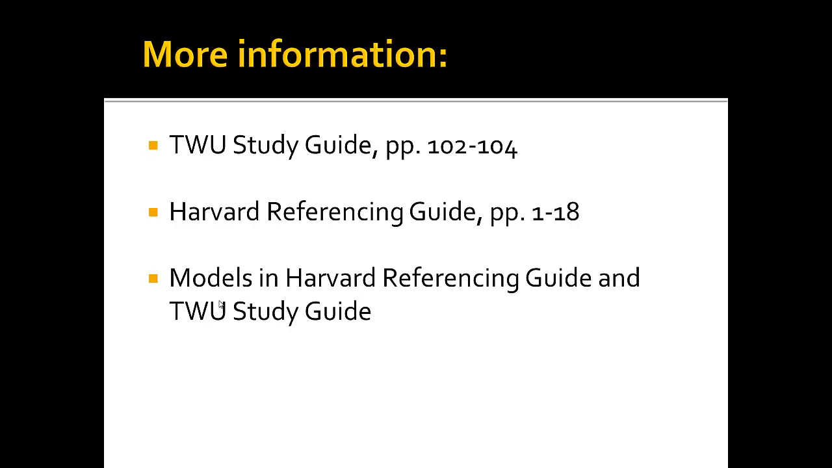Okay, so that's a basic introduction to reference lists. More information can be found in the TW Study Guide, and there is complete information in the Harvard Referencing Guide. The introduction, pages 1 to 18, have some general information about formatting and various details of referencing itself. And then following that, there are numerous pages of examples. And this is really the guide that you need to be able to use to write your reference lists correctly.